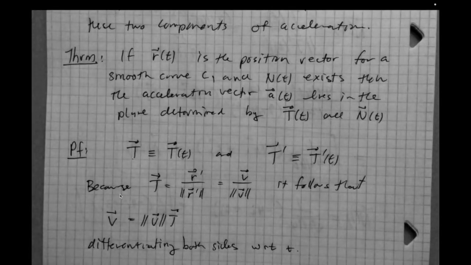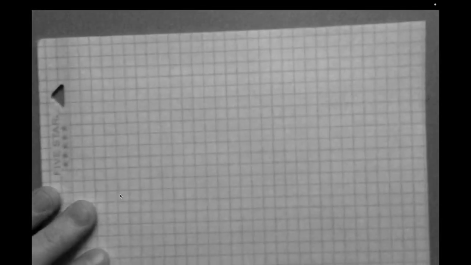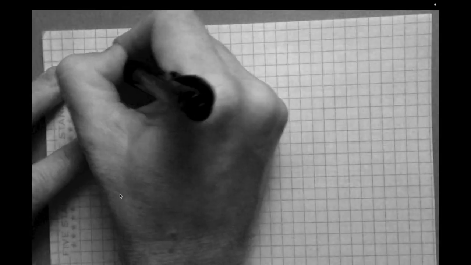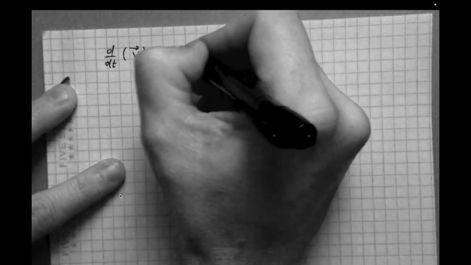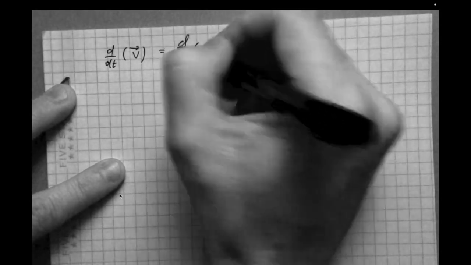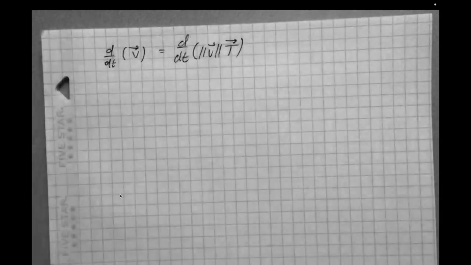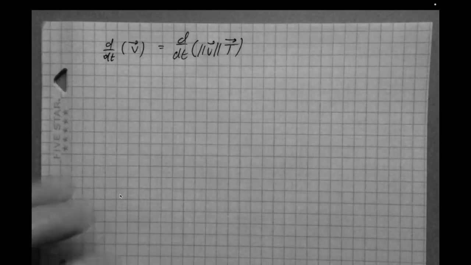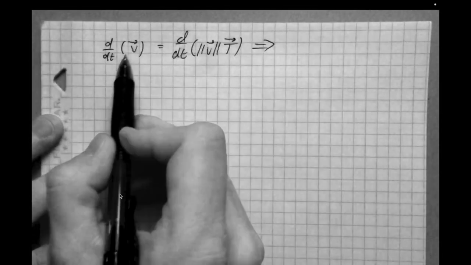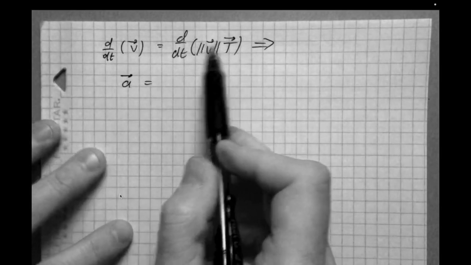Okay, differentiating both sides with respect to t gets us what? Well, let's write it out here. Gets us this: d/dt of velocity is equal to d/dt of the norm of velocity times T. Okay, so it gets us that. And the derivative of velocity is acceleration. And what's this derivative here? How are we going to deal with this?